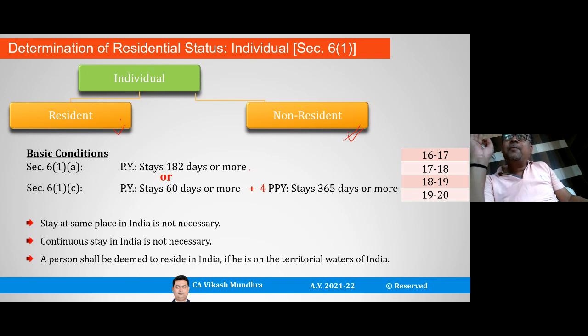If during a particular previous year his stay in India is for 182 days or more, then only he can be considered as a resident Indian. In our example, his stay in India for the previous year 2020-21 is only for 90 days. He may not be considered as a resident in India, though his overall stay is for 200 days.